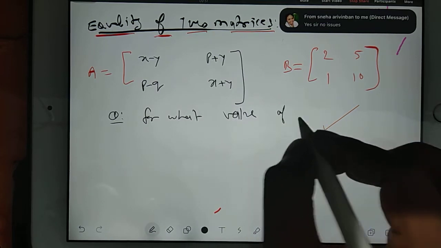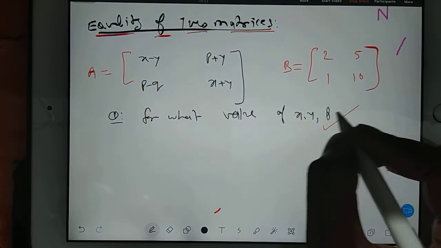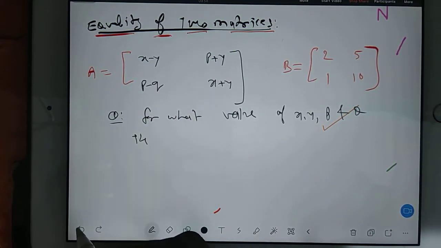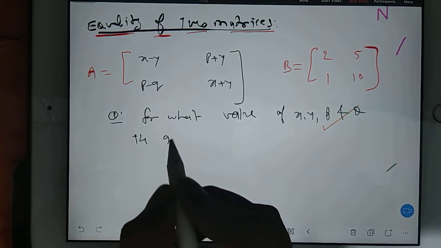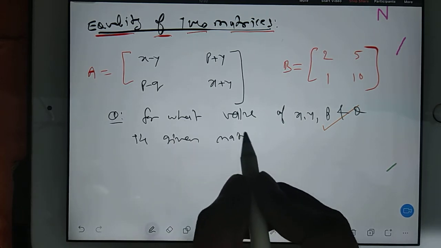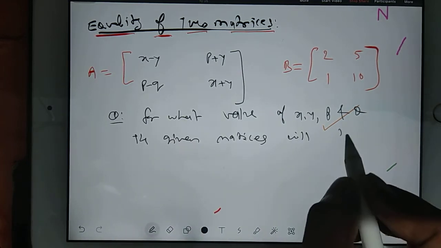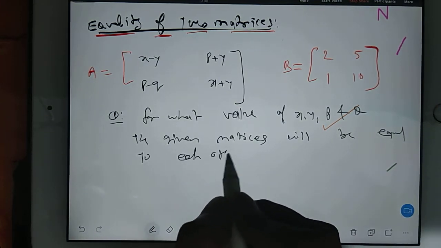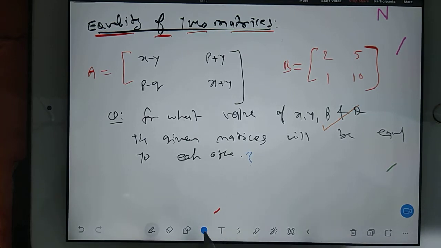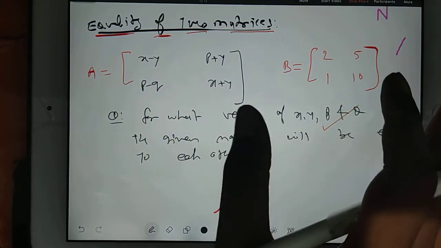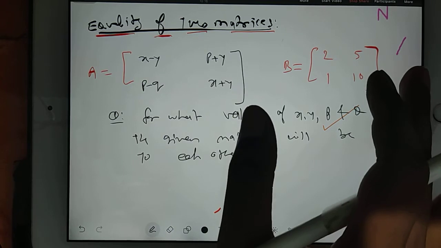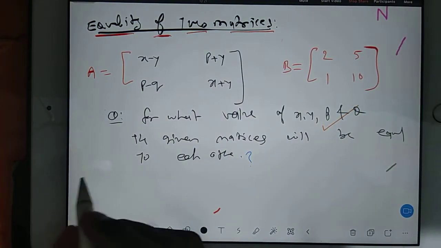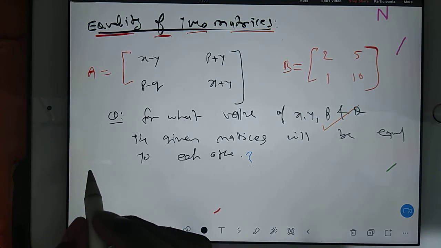So for what values of x, y, p and q will the given matrices be equal to each other? Actually guys, when two matrices are given, the condition is that they can be equal if and only if their size is the same. We will solve this numerical, but before that, you write down the condition.